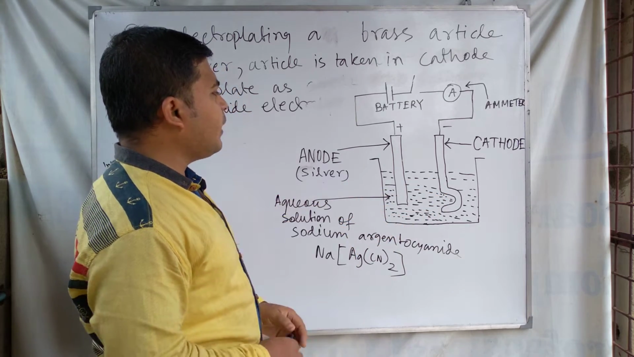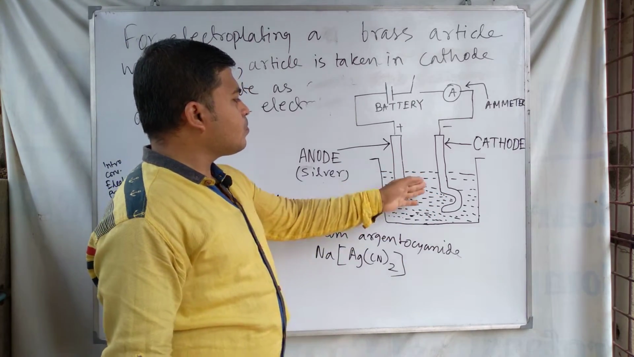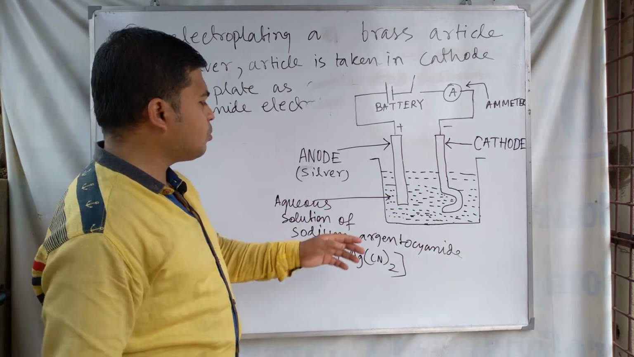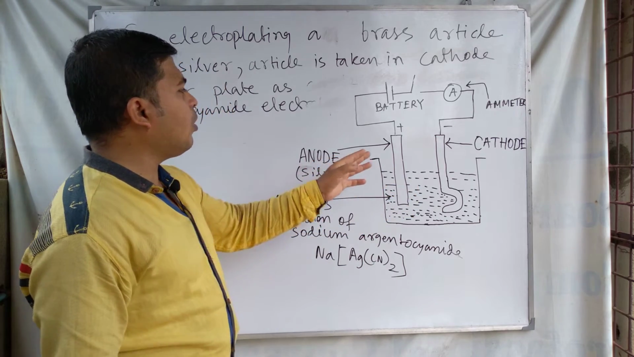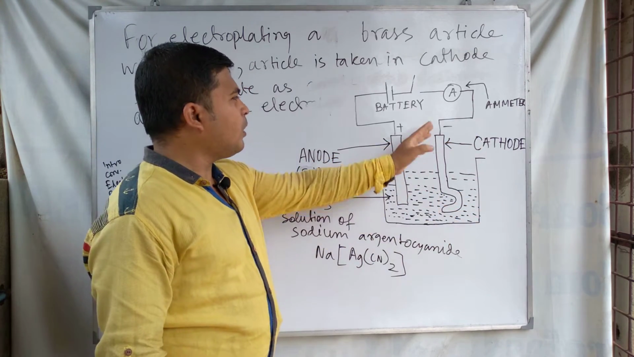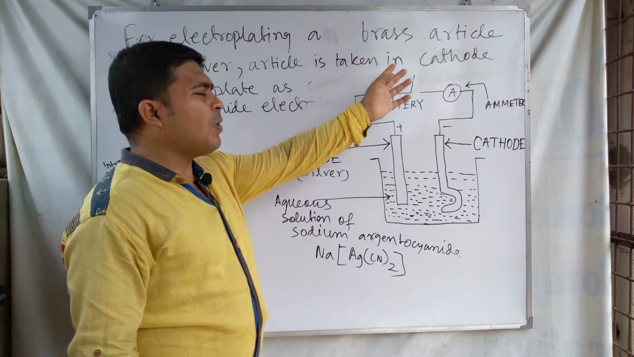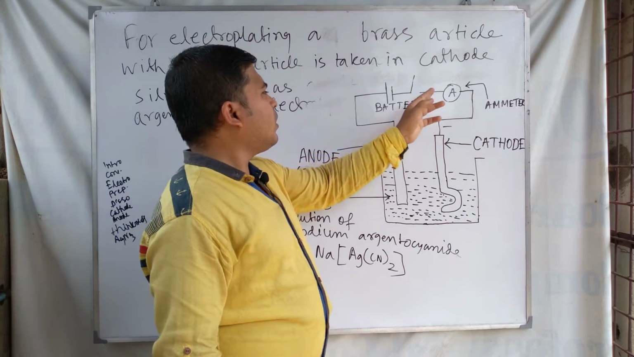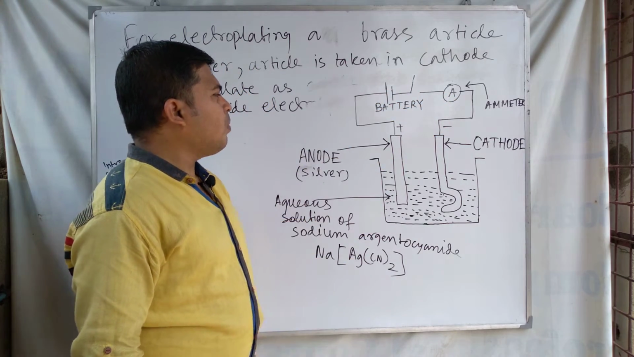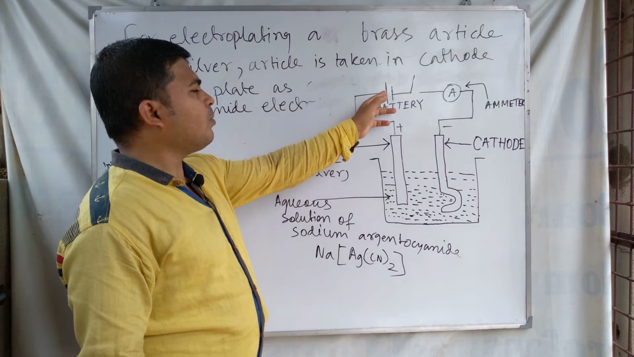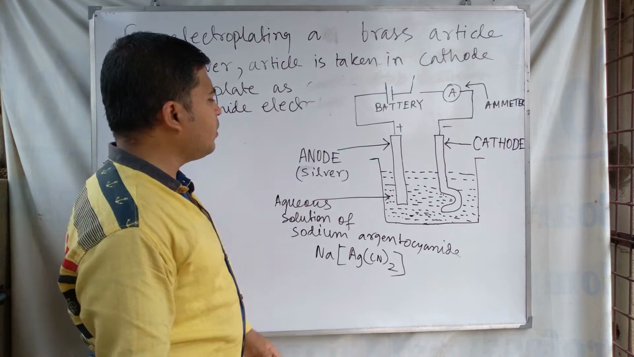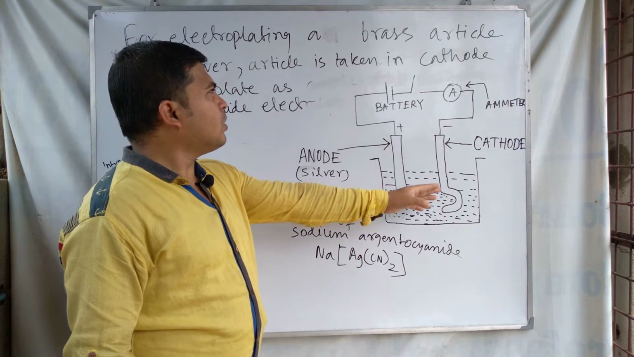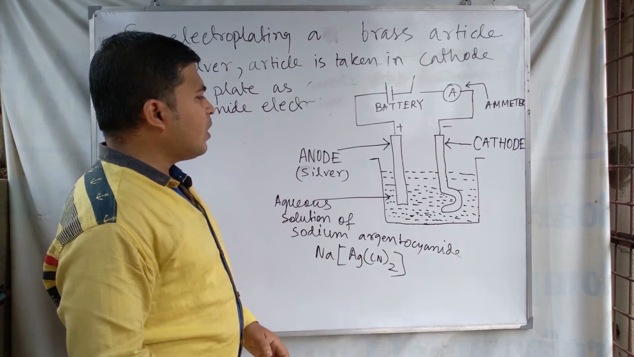In this electrolytic vessel, the solution is an aqueous solution of sodium argentocyanide, and this one is the silver block. This one is the article to be electroplated, here a brass article, taken as cathode. There is an ammeter, switch and battery. This is the positive terminal of the battery, this is the negative terminal, and in this way the electroplating of the brass article is performed.